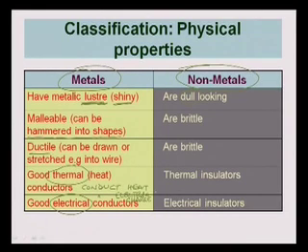Lastly, metals are good electrical conductors. The electricity that we receive in our homes, or don't receive, sometimes there's load shedding, is actually transported into our houses, companies, and offices through metals, because they can conduct electricity. All the wires that you see, the Eskom pylons.